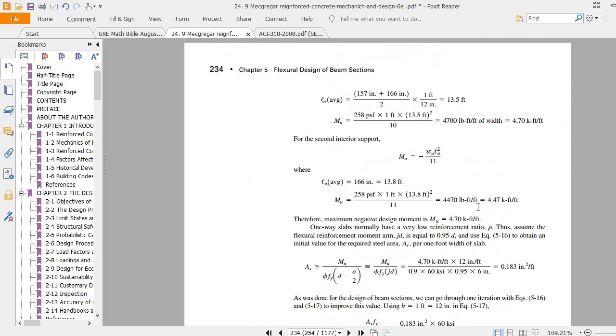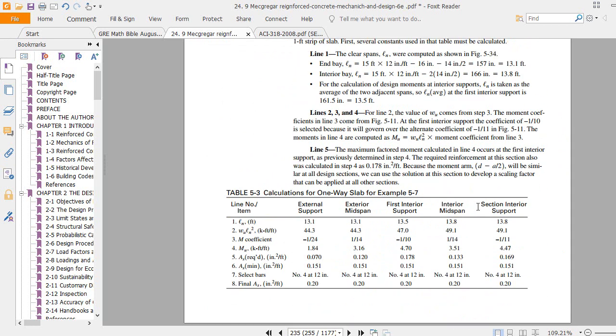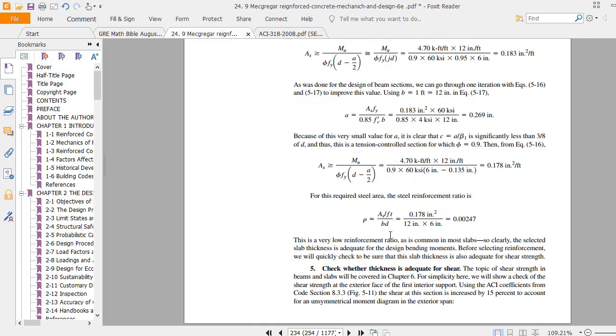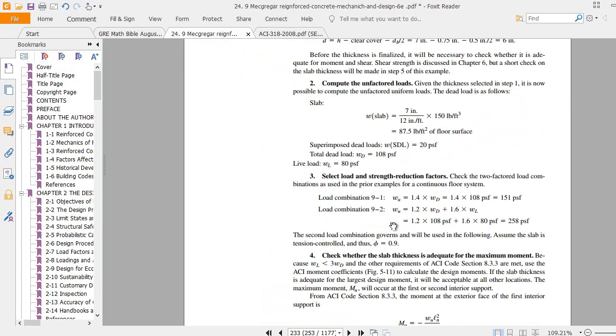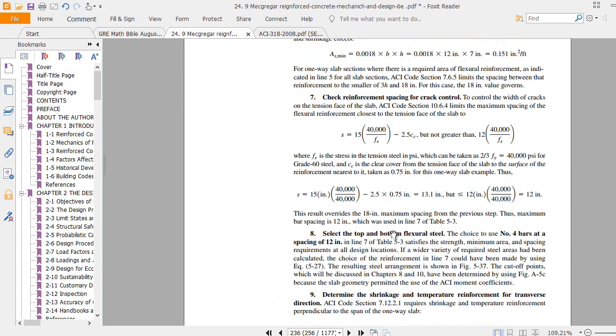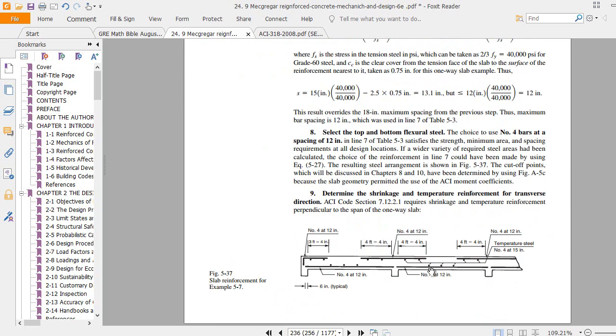Okay, and this is the final layout, the final design table. The whole calculation is summarized right over here, and this is the detailing. This is the whole detailing procedure.